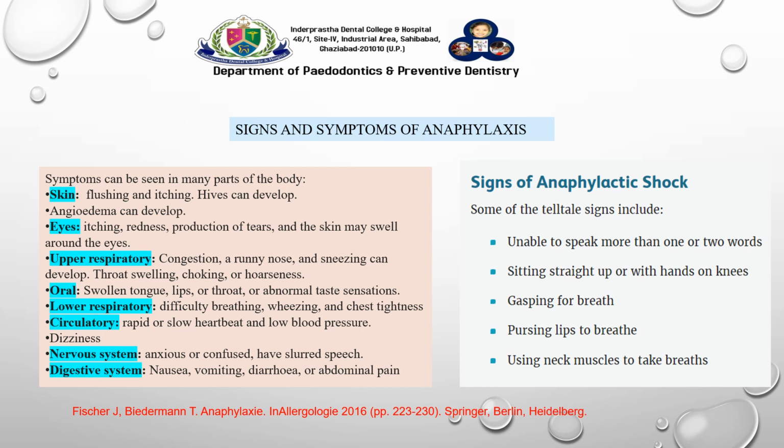Some of the telltale signs of anaphylactic shock can be that the person may not be able to speak more than 2 to 3 words as the tongue has become swollen, or the person is sitting straight up or with hands on knees because of chest tightness or ragged breathing or difficulty in breathing, and he may be gasping for breath, pursing lips to breathe, using neck muscles to take breaths. And these are the most common signs which can be seen in a patient of anaphylactic shock.